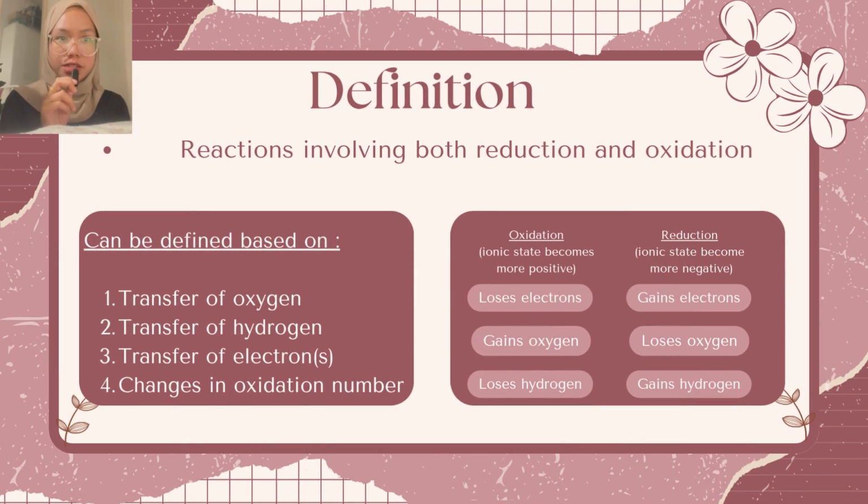Everybody, so today I'll be explaining the concept of redox reaction. Redox reaction is a chemical reaction that involves both oxidation and reduction. They can be defined based on four things, which is the transfer of electrons, transfer of oxygens, transfer of hydrogens, also changes in the oxidation number.